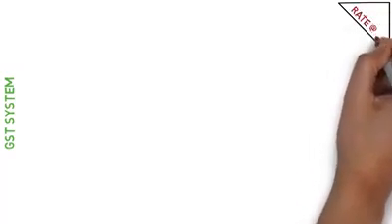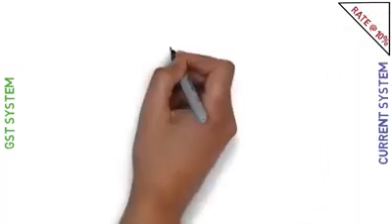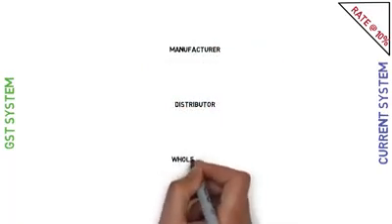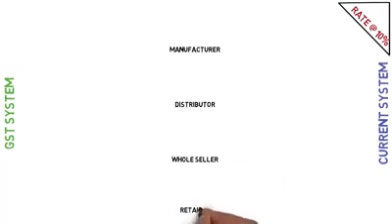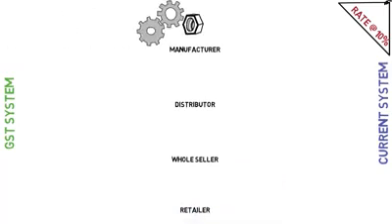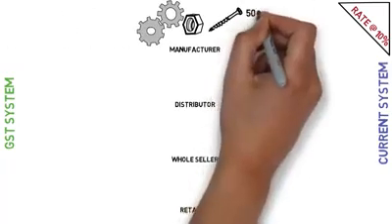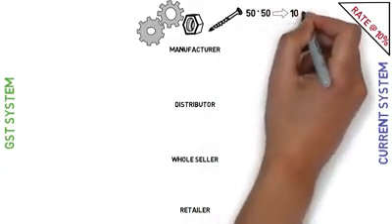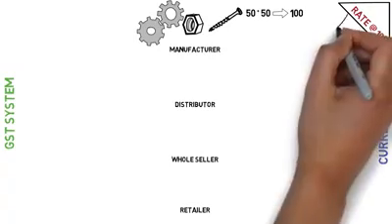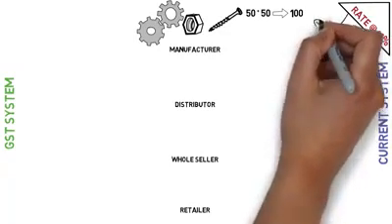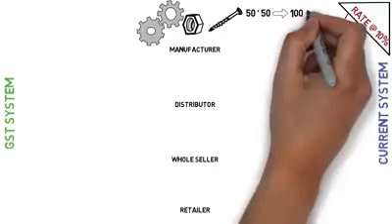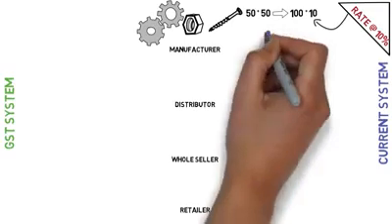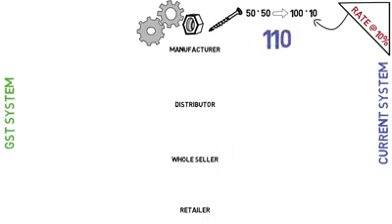Consider a simplified tax rate of 10% at each level. There are generally 4 levels: manufacturer, distributor, wholesaler and retailer. The manufacturer buys raw material, let's say of 50 rupees, and manufactures the product, which adds 50 rupees value to it. So the product becomes 100 rupees. For selling this product, he needs to pay 10% tax, which is 10 rupees. So the cost of the product for the distributor is 110 rupees.